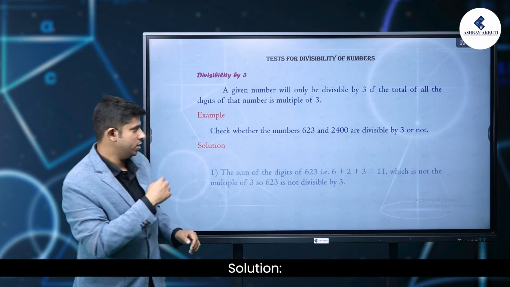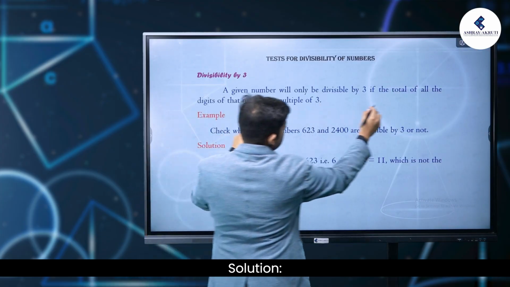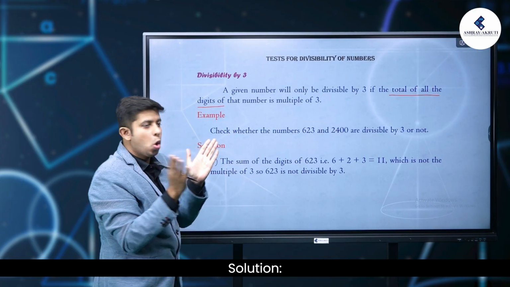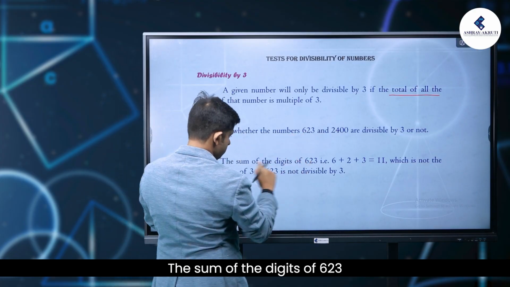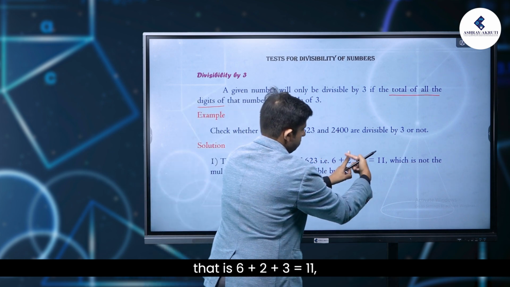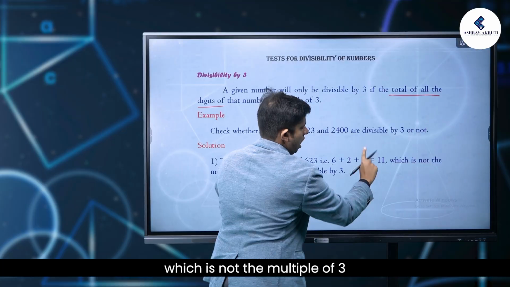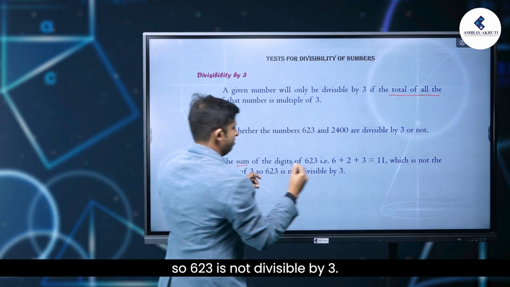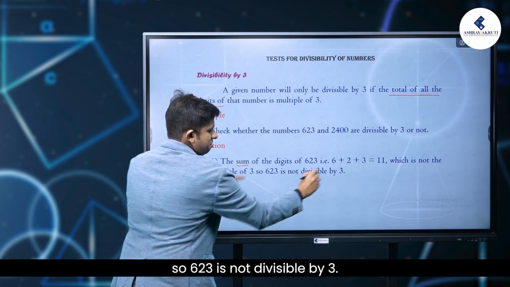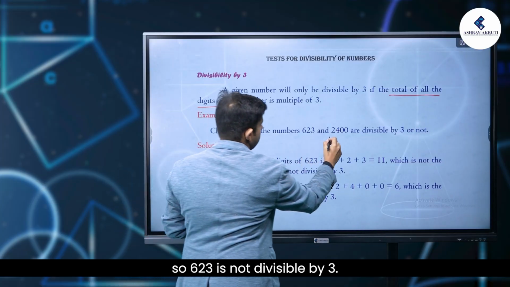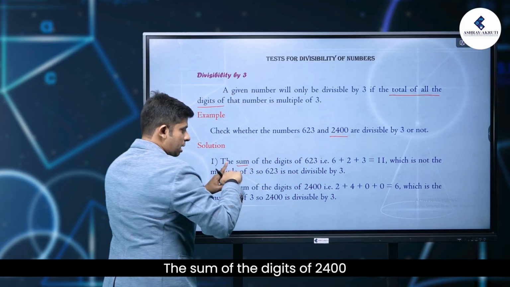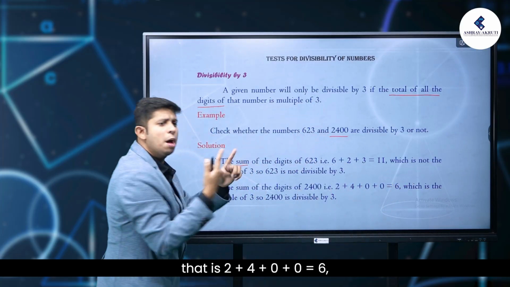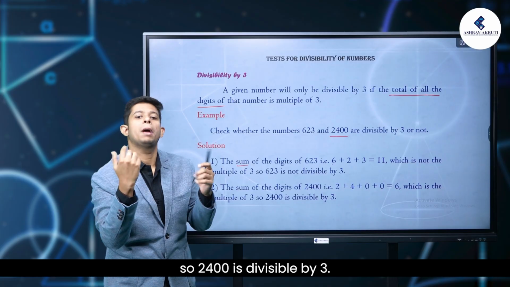Solution: the sum of the digits of 623, that is 6 plus 2 plus 3, is equal to 11, which is not a multiple of 3. So 623 is not divisible by 3. The sum of the digits of 2400, that is 2 plus 4 plus 0 plus 0, is equal to 6, which is a multiple of 3. So 2400 is divisible by 3.